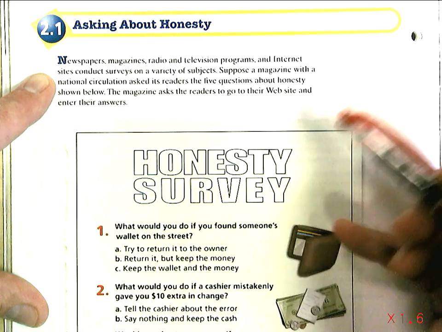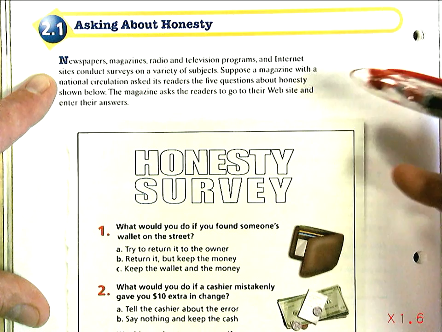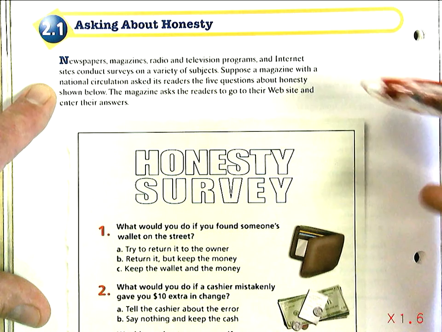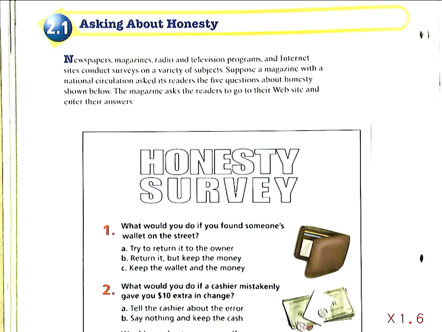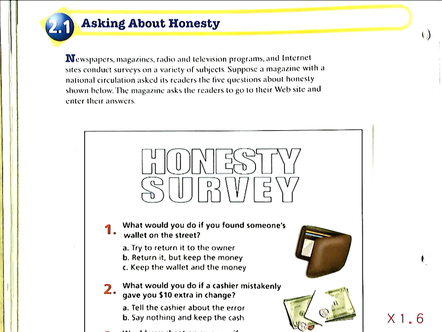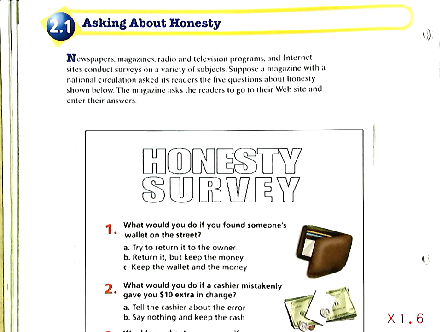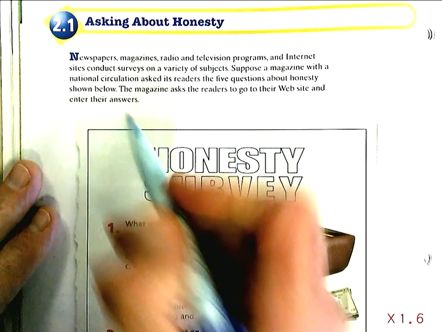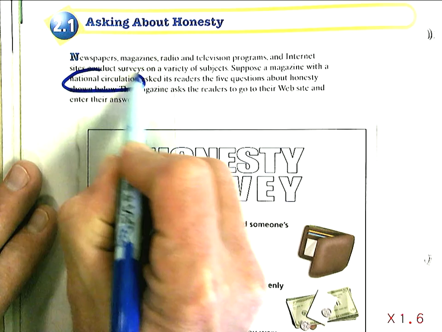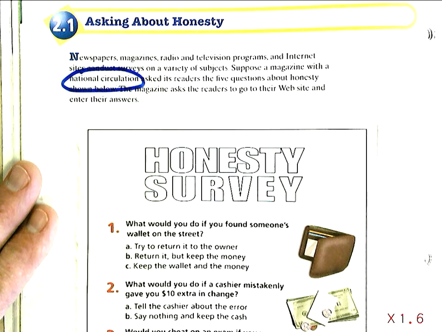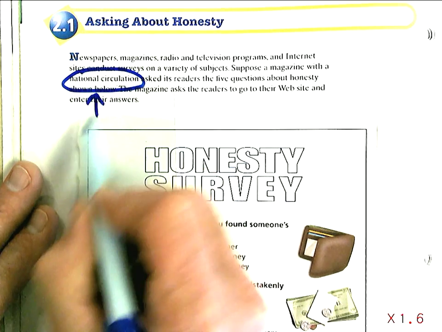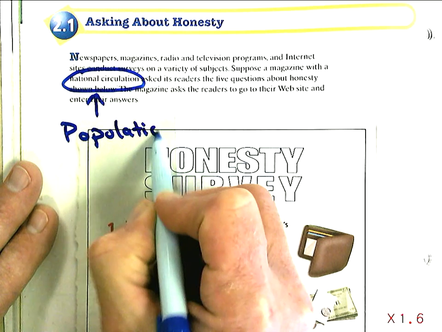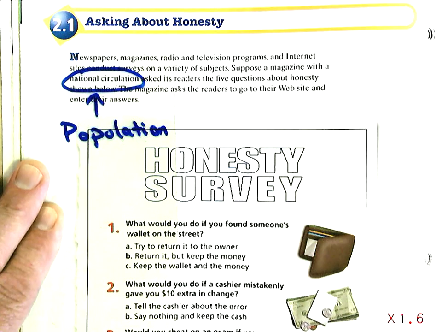And it says newspapers, magazines, radios, and television programs and internet sites, they conduct surveys on various subjects. So here's our scenario. We have a magazine with a national circulation, which is an important point already that they've given us here. If this is a national circulation, then they told us already right here, national circulation, that's our population right there. So I'm kind of working ahead to where there's going to be a question. So our population is national.